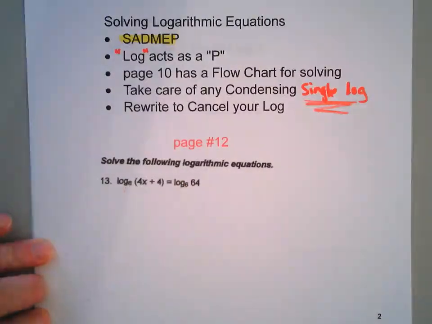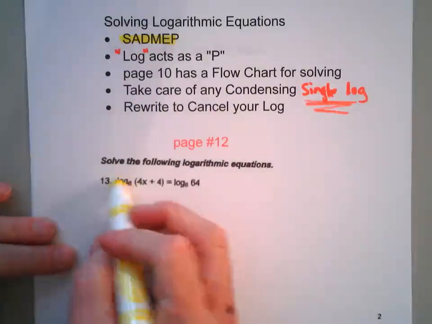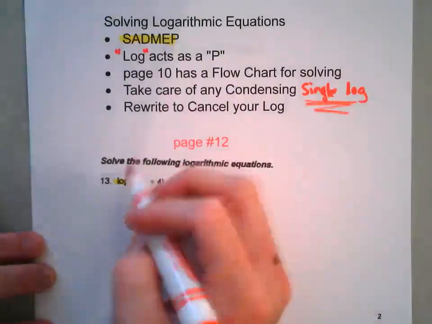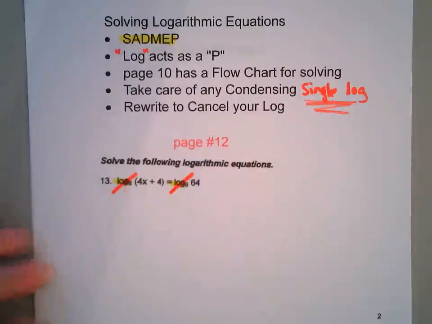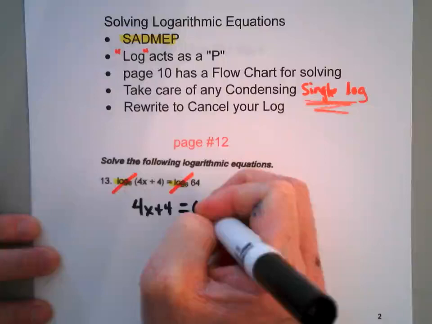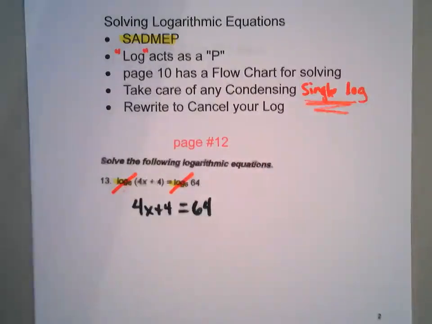Yes, we do. What's nice about this is we have a log base 6 on both sides of the equation. So this is about as simple as the logarithmic equations get. We actually don't have to rewrite this equation. Since we have a log base 6 on both sides, those two simply cancel each other out. And you are left with 4x plus 4 equals 64. And then we're right back to solving a basic equation.